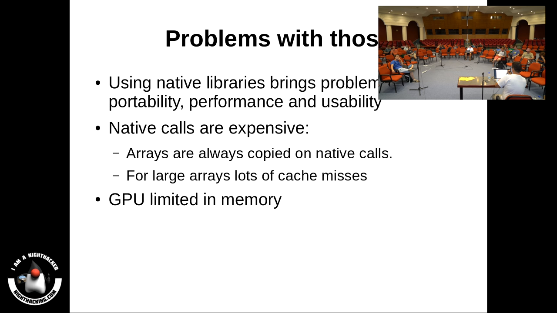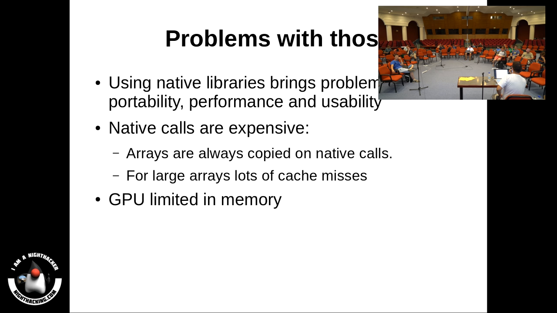Now, as we heard in several sessions here at JCrete, using native libraries also has performance problems. When you are sending something to a native call, you have to move from Java-controlled memory to native memory. And when you want to send large arrays, which is the case in deep learning, there are always copies. And for large arrays, there are a lot of cache misses. Also, they introduce many problems with performance and usability, which I already outlined.